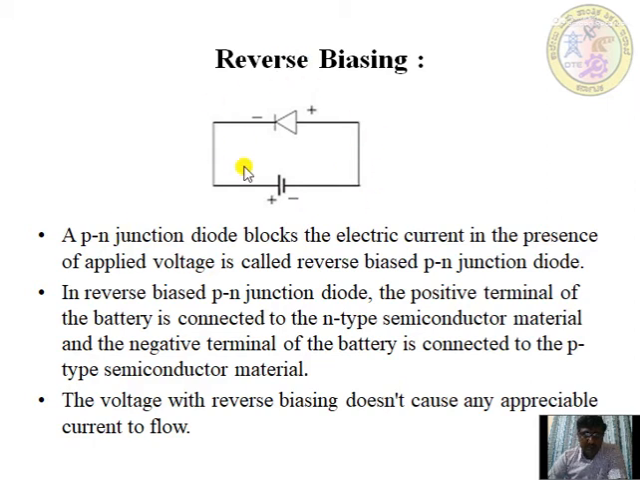Okay, so what is the importance of this reverse biasing? A PN junction diode that blocks the electric current in the presence of applied voltage is called a reverse bias PN junction. So the diode blocks the electric current. There is also a sudden drop in the reverse bias PN junction. The positive terminal of the battery is connected to the N type material and the negative terminal is connected to the P type semiconductor material. The reverse bias voltage does not cause any appreciable current flow. Means in reverse bias, we can say the diode is in an off condition, so there will be no significant flow of current.